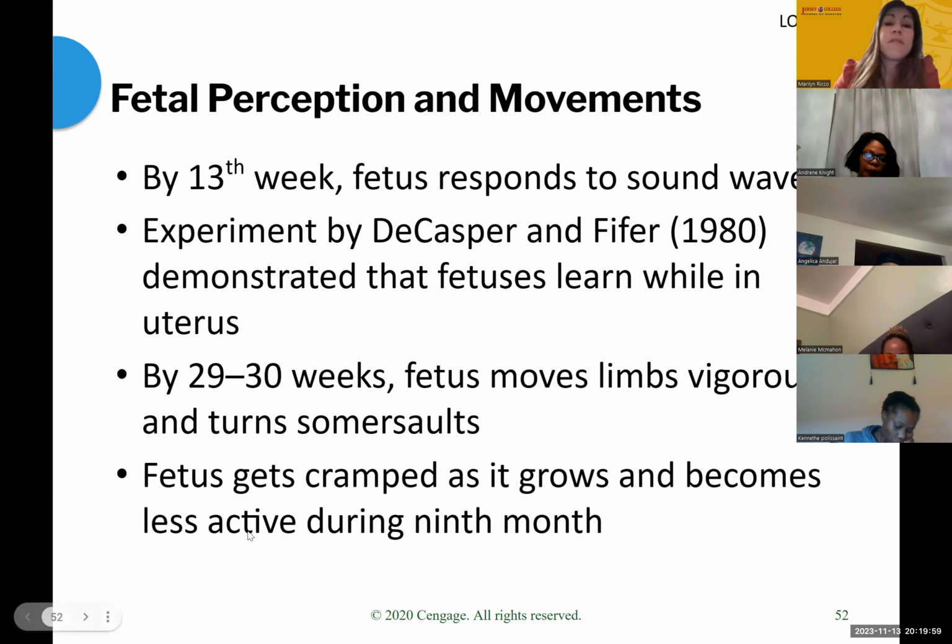By 29 to 30 weeks, fetuses move limbs vigorously and turn and do somersaults. The fetus starts to get cramped as it grows and becomes less active during the 9th month.